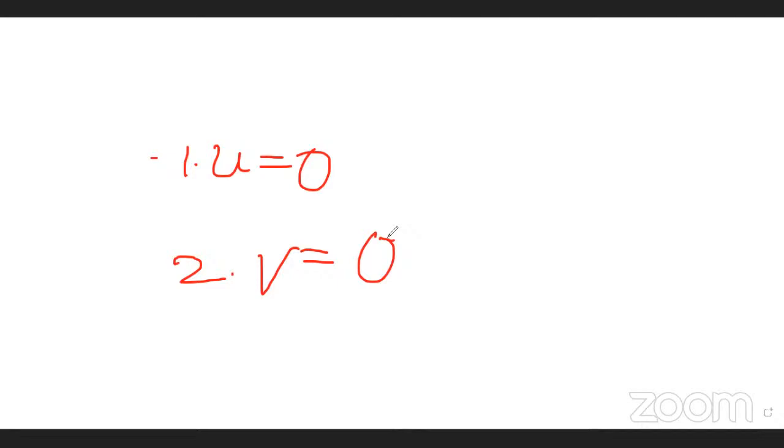Therefore, if any object is starting from rest, then its initial velocity is 0. And the final velocity of the object which is coming to rest is 0. If any object is coming to rest, then its final velocity will be 0.